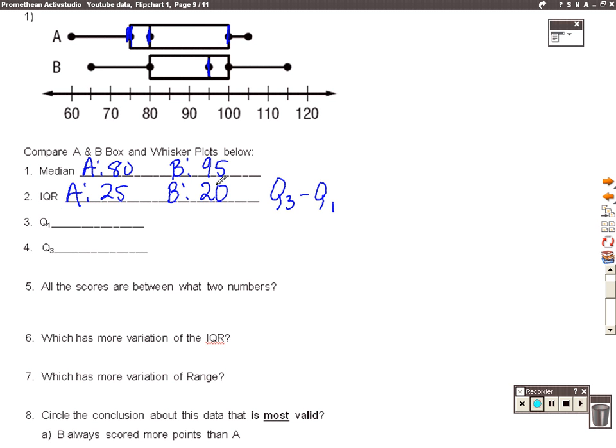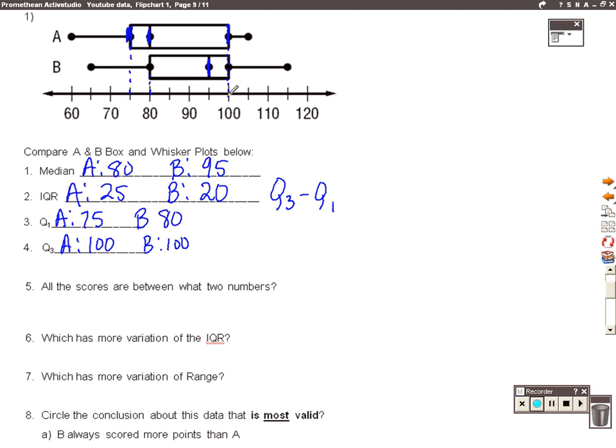Q1 for plot A is 75, and Q1 for plot B is 80. And again, the way I'm getting those numbers, Q1 is the lower quartile, so for A it's 75, and for B it's 80. That's how I'm getting those numbers. For Q3, for A is 100, and for B is also 100. The way I'm getting that number, quartile 3 is the upper quartile, and I'm just reading it from the number line.